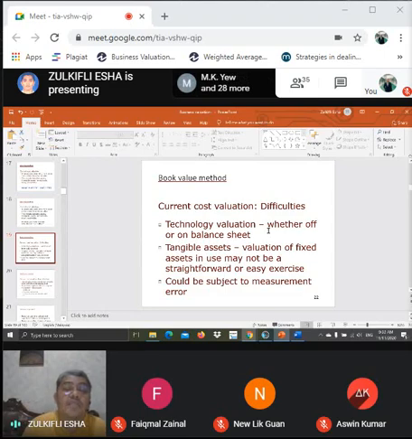Sometimes it may look very straightforward to determine the depreciation for tangible asset. So among the tangible asset that can be problematic to determine the depreciation is plant and machinery. How do we determine the depreciation for plant and machinery? For real estate, for building, it's not that difficult. But for plant and machinery, because plant and machinery will depend on their life cycle, the ability of the machine to produce a product.